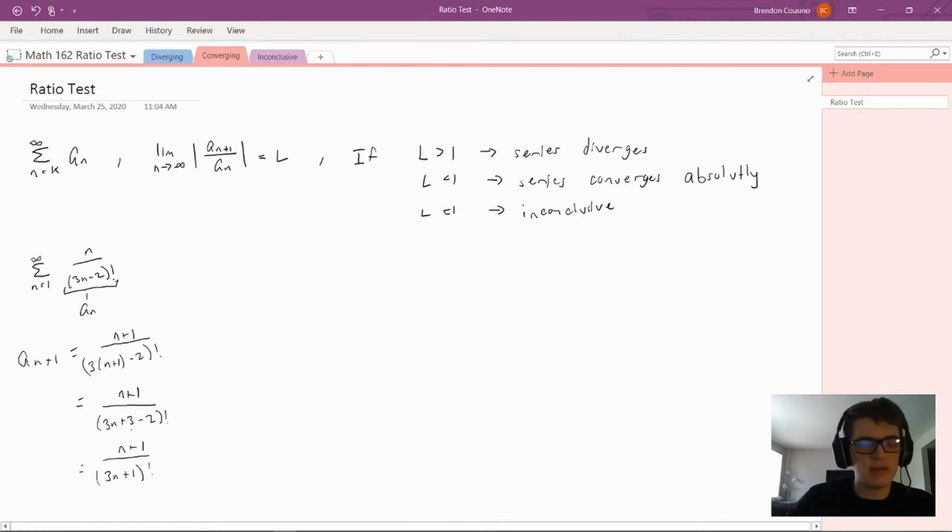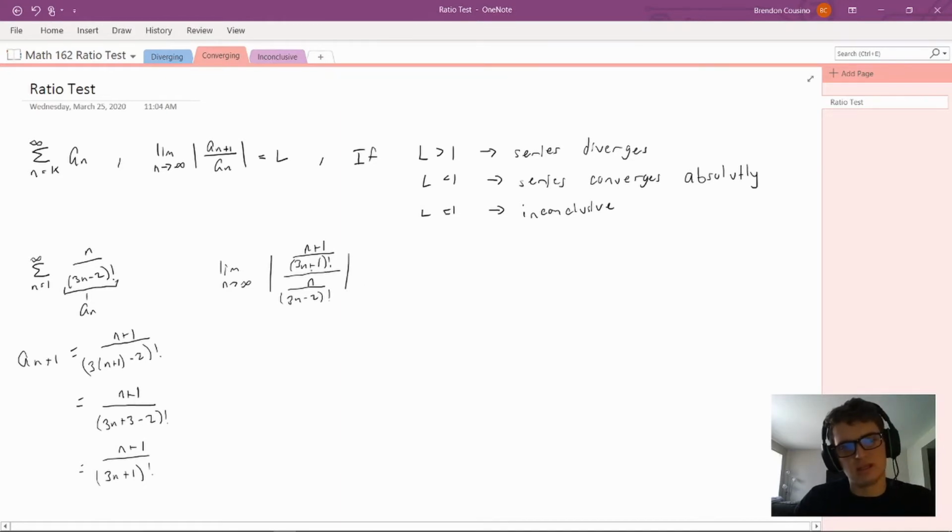Okay, so now that we have our a of n plus 1 term, let's go ahead and plug everything into our limit. So this is going to be the limit as n approaches infinity of the absolute value of my a of n plus 1 term first. So it's going to be n plus 1 divided by 3n plus 1 factorial, divided by my a of n term, which is just going to be n over 3n minus 2 factorial.